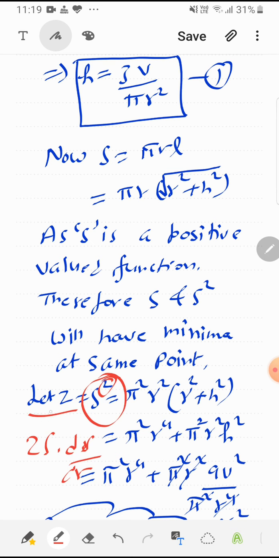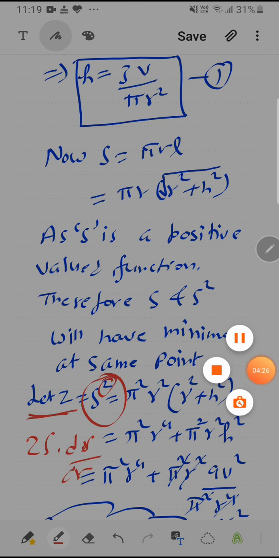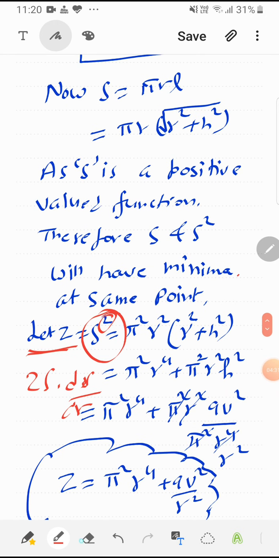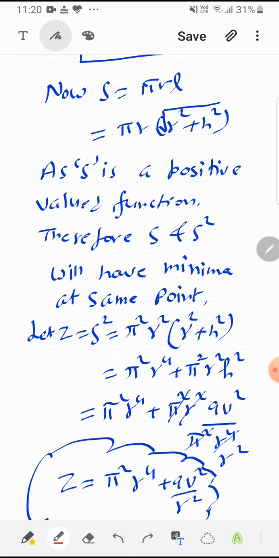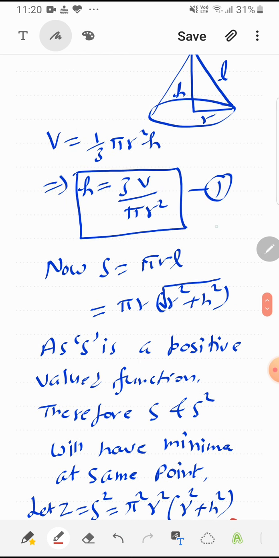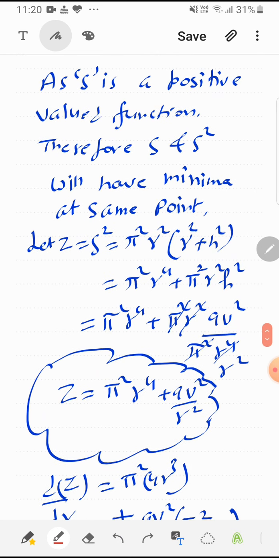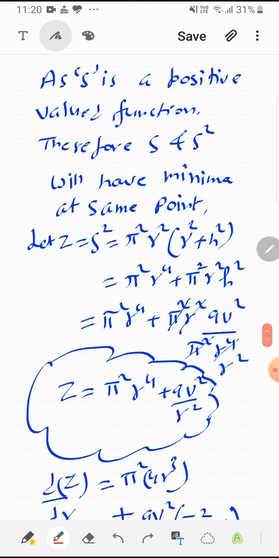That is why I am giving this the symbol Z. So that means I can square, or moreover I will simply write this derivative as dZ upon dr. So anyhow we will square this. I am putting the value of h square from here, equation number 1, so that after doing necessary simplification we reach Z is equal to pi square r raised to the power 4 plus 9V square upon r square.